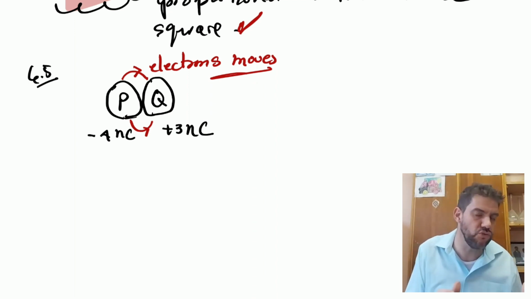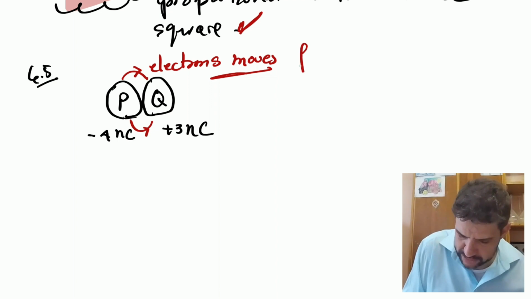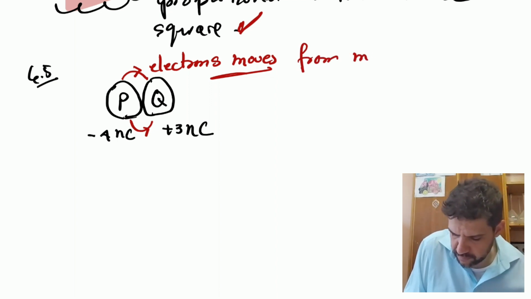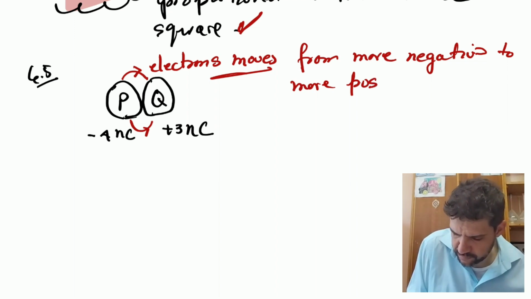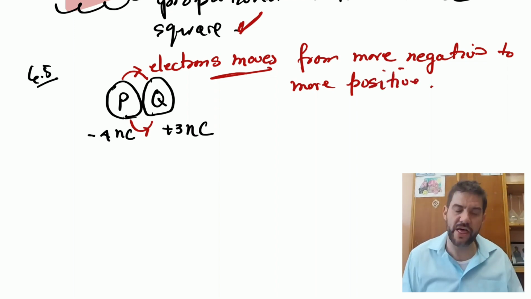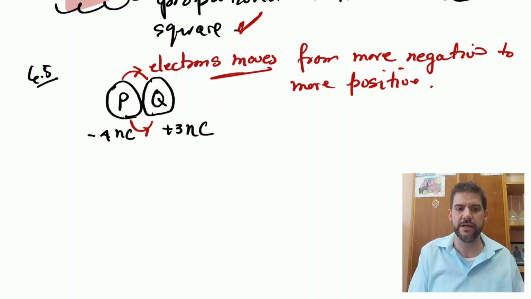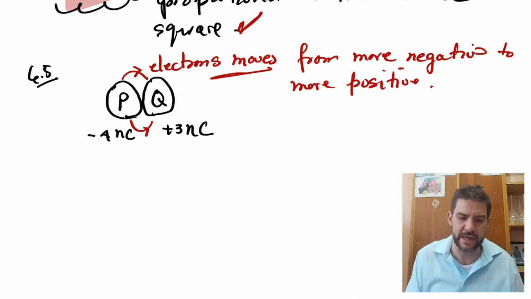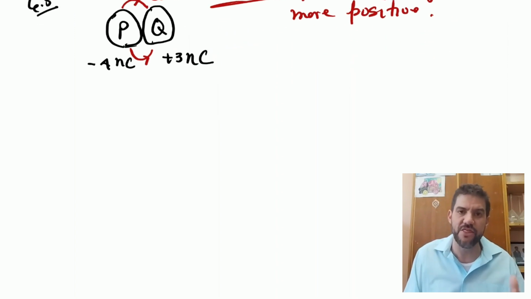Why from P to Q? From the more negative to the more positive. I'm going to write: from more negative to more positive. All right, so that is important to know. The electrons are always going to move from the more negative side to the more positive side. So eventually, when they are separated, they have a new charge. And that is what the question is asking about, that new charge.